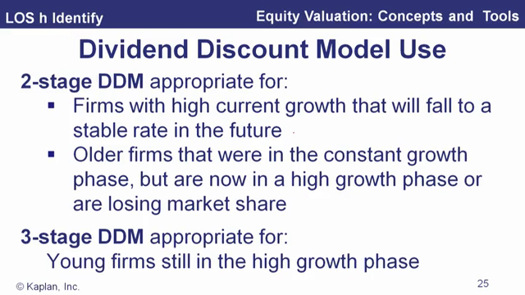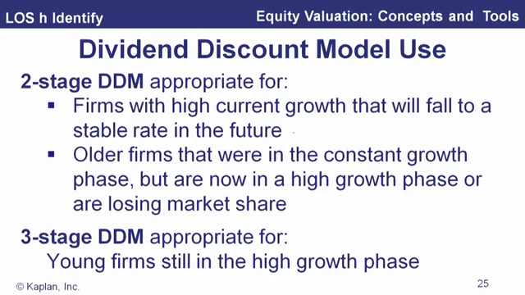The two-stage dividend discount model is for fast growth and then slowing growth: firms with high current growth that will fall to a stable rate in the future, just as we modeled it. Or for older firms that were in the constant growth phase, but now are in a high growth phase or are losing market share. We could have a three-stage dividend discount model.